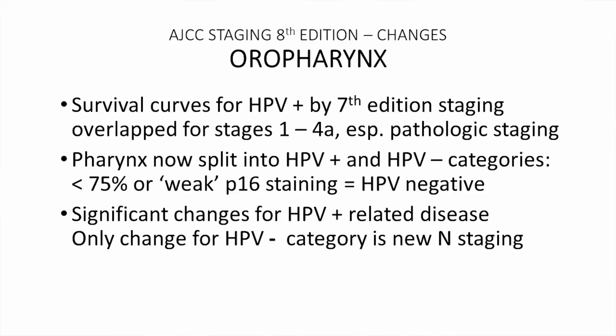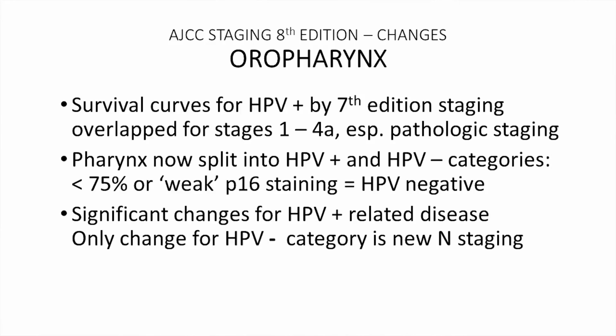Well, this has been recognized by the AJCC. What they found in the past was that applying the 7th edition staging for HPV-related oropharynx cancer led to very little distinction in outcome between stages 1 up to even stage 4, particularly when staged pathologically. So what they did as a result was they now split the pharynx into 2 categories.